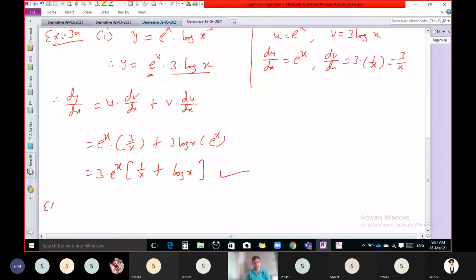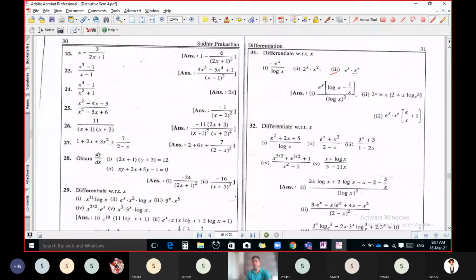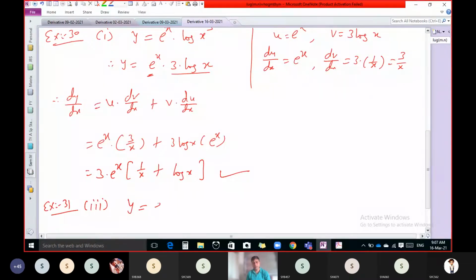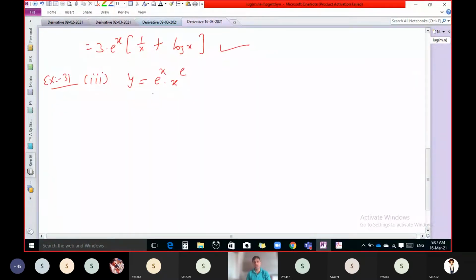Question number 31, third one. y equal to e raised to x into x raised to e. Now here also you can start u into v rule directly. dy by dx. What is the rule? u as it is, e raised to x as it is.